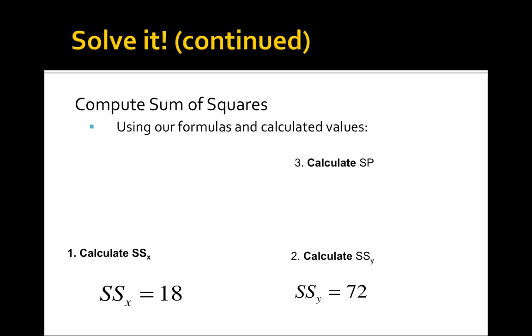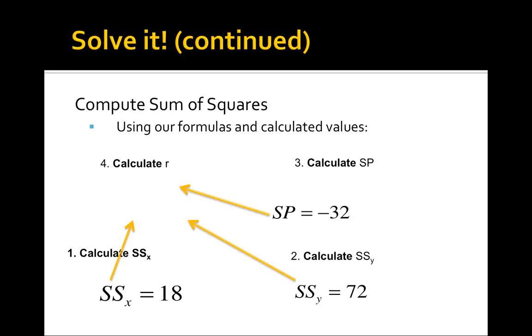Sum of products. Remember, we calculated sum of xy, that was the very last column, and then we subtract out the sum of x, just the individual x scores, multiplied by the sum of y, and then divide that by n to get the following value for sum of products. Remember, sum of products can be negative or positive, so getting a negative number is not incorrect. In fact, this tells us that it's a negative direction, as we noted in the scattergram.